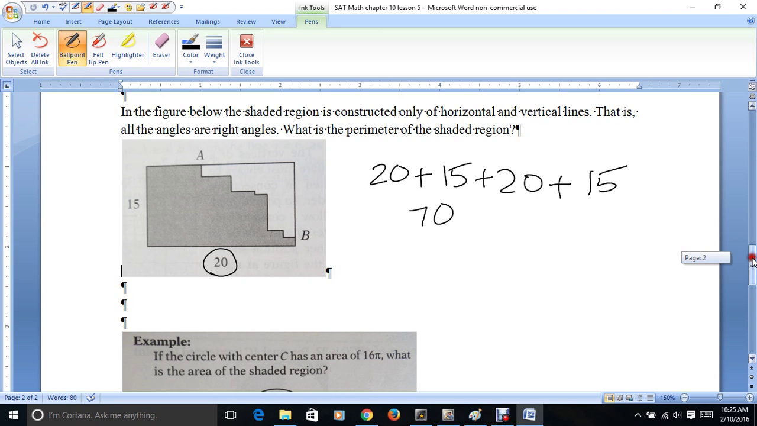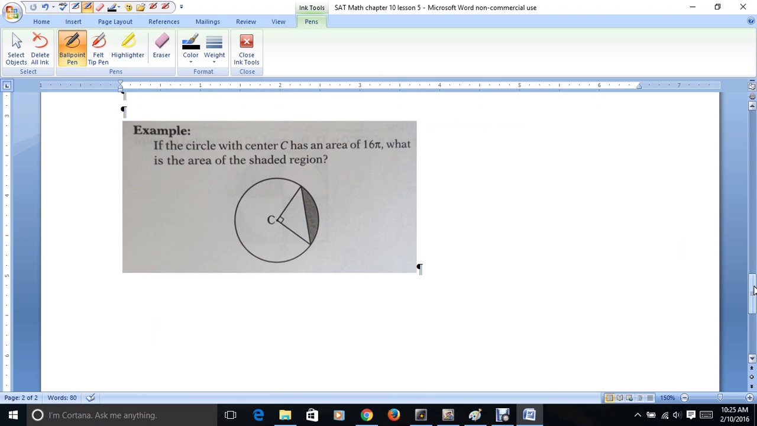Okay, and then this last example, if the circle with center C has an area of 16 pi, what's the area of the shaded region? Okay, now this is a little more tricky. You have to figure out, first of all, the area of the piece of pie here, the whole piece of pie. Alright, and to do that, that's just 1/4 of the circle because that's a 90-degree angle, so there are 4 of those in the whole circle. So it's just 1/4 of the circle, which is pi r squared. That's the area of that whole piece of pie right there, including the shaded part and the triangle.